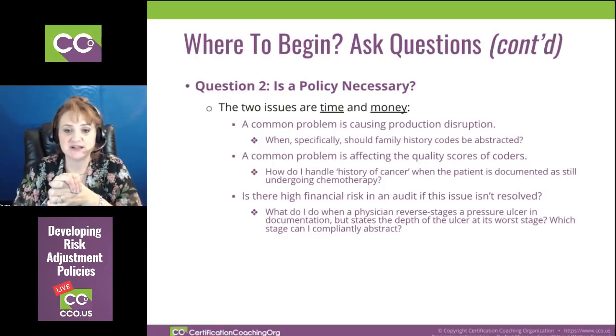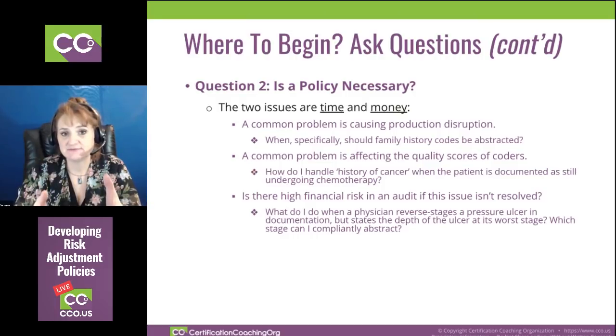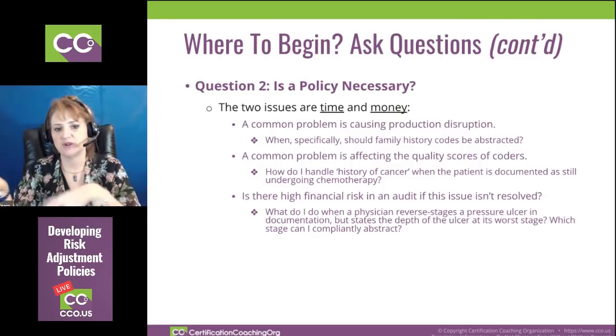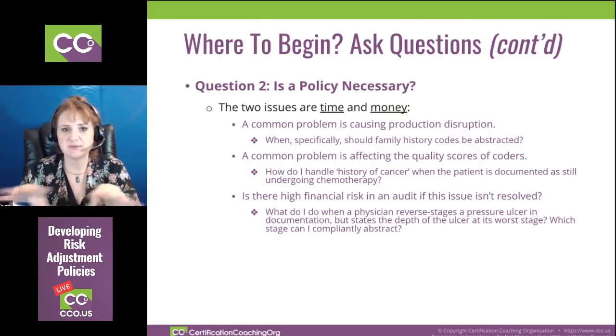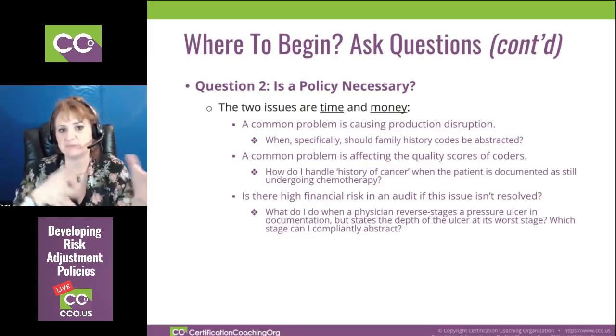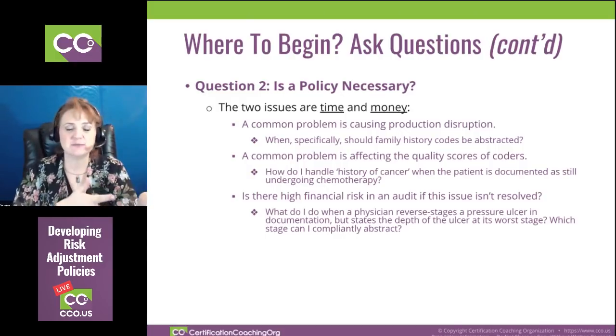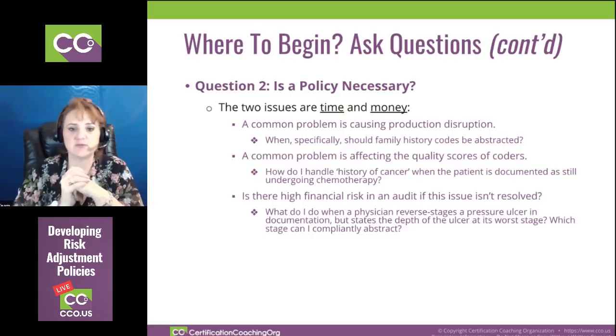Disruption of production, again, an example of that. When should something be a family history code that needs to be abstracted? Okay, maybe it's not pertinent that it's a family history code, and so we're not going to abstract that because it's not pertinent for what we're abstracting for, right? So we set a policy that says, hey, save time, just don't look at that. It's not going to be pertinent for this scenario or this group of charts that you're auditing for.